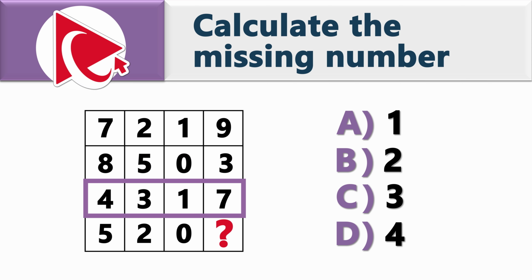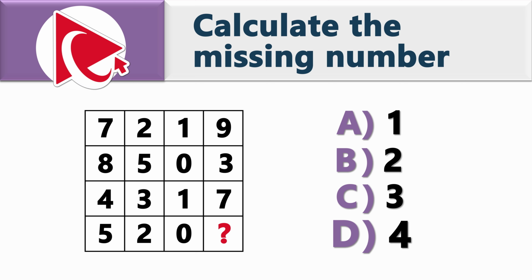Row 3 has numbers 4, 3, 1, and 7, and row 4 has numbers 5, 2, 0, and then comes the missing number, which you need to calculate and select out of 4 possible choices. Choice A, 1, choice B, 2, choice C, 3, and choice D, 4. Examine this problem closely to see if you can get to the correct solution.